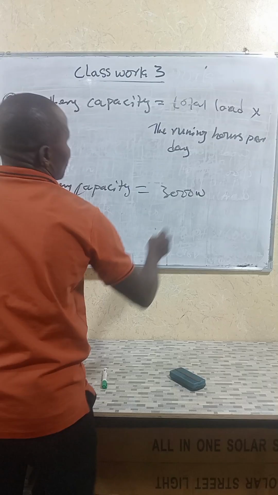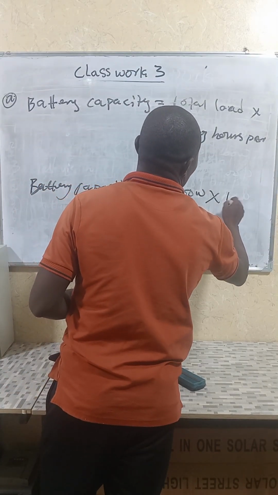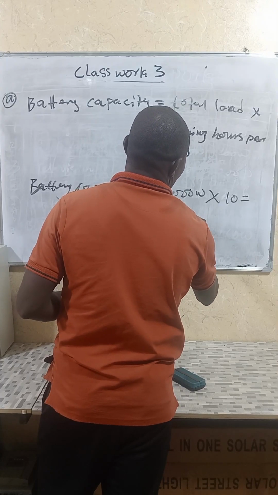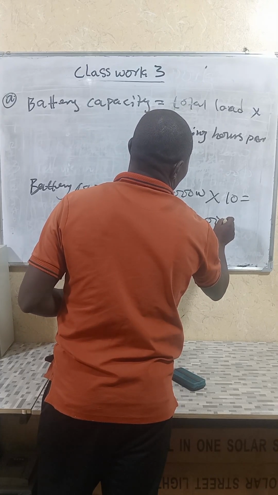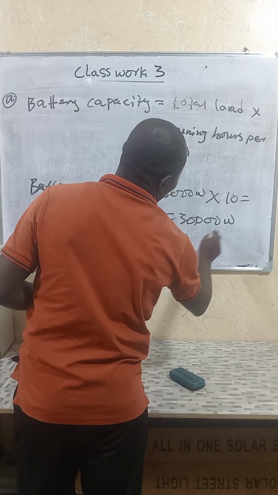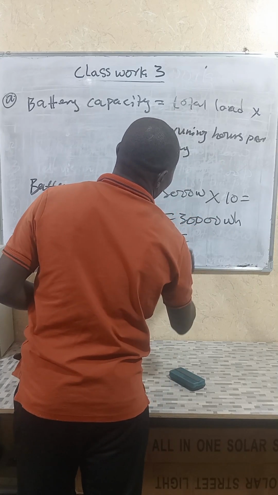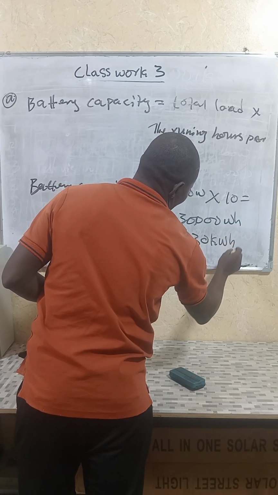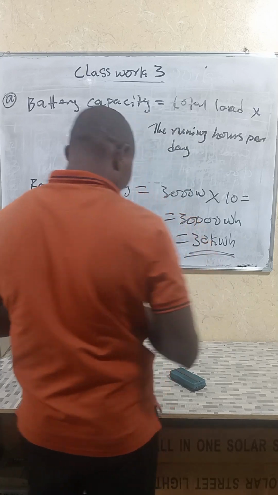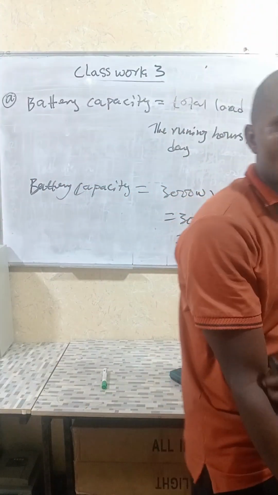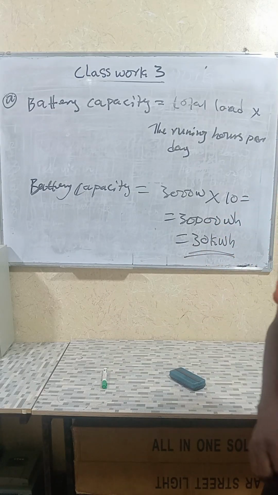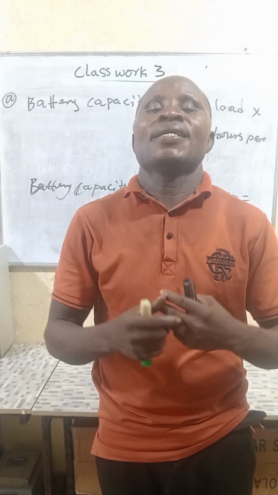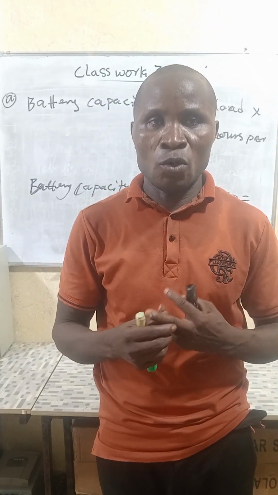3000 watts times 10 hours it will run is equal to 30,000 watts, which is equal to what? Watt hours, because this is hours, which is equal to 30 kilowatt hours. This is your battery capacity. Note, this is your total energy consumption per day with the 3000 watts load.